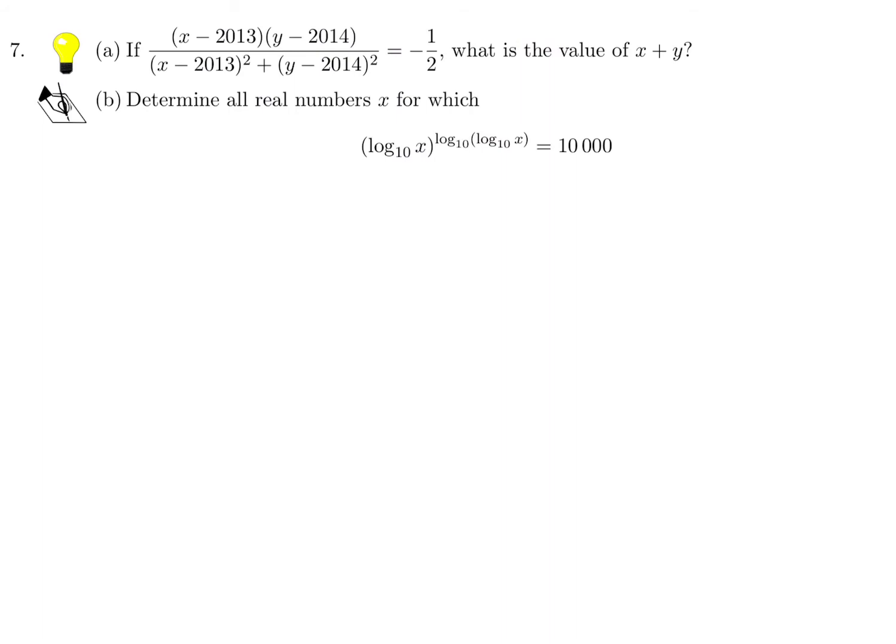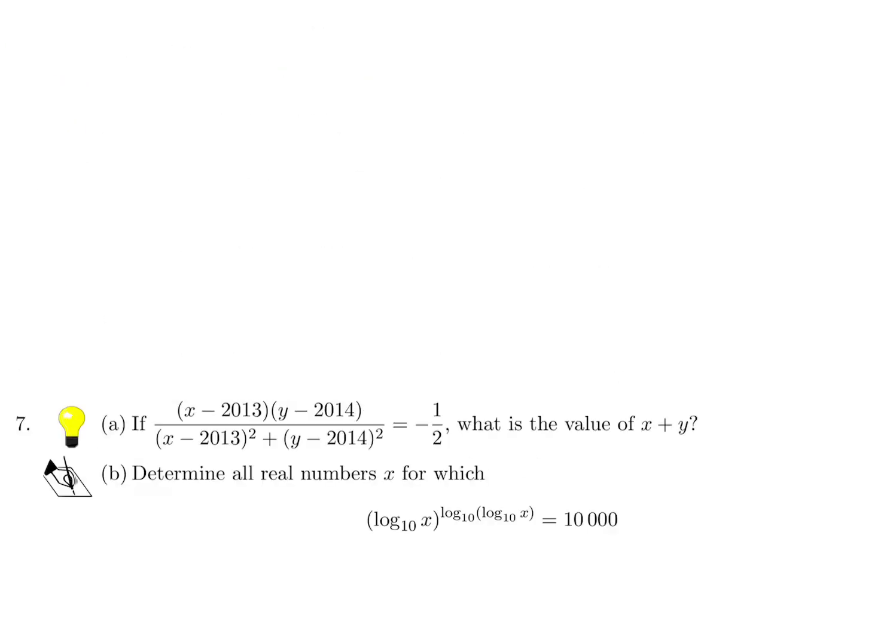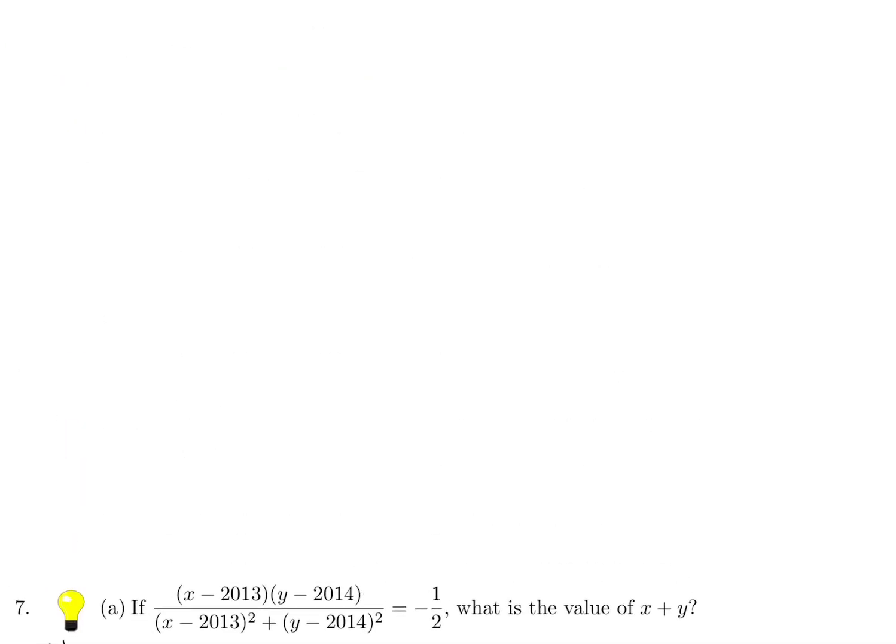If x minus 2013 times y minus 2014 over x minus 2013 squared plus y minus 2014 squared equals negative a half, what is the value of x plus y? All right, so make some substitutions here. It makes it a little bit easier. X minus 2013 I will let equal a. Y minus 2014 I will let equal b.